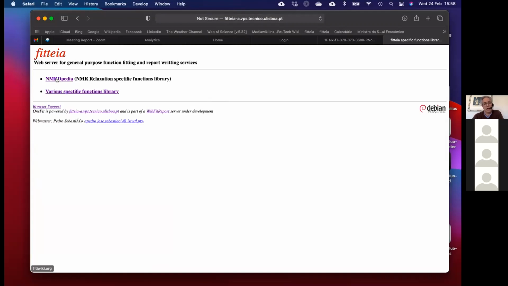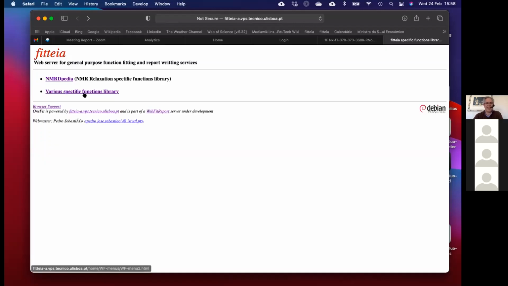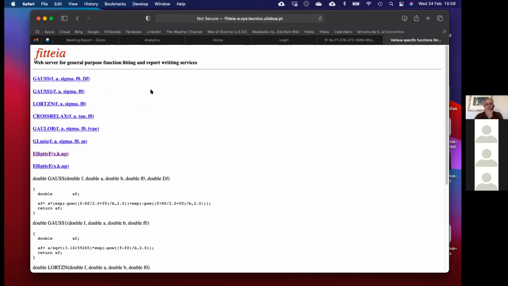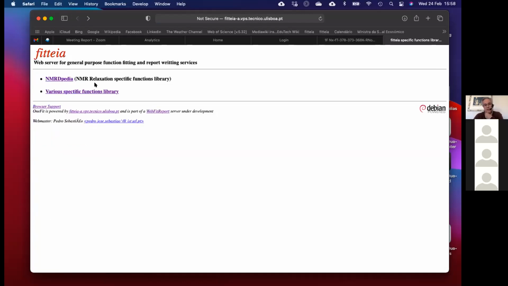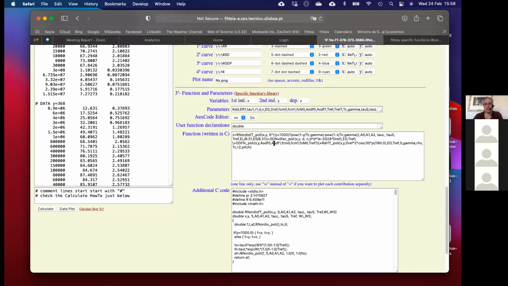More recently, I propose to all of you starting to collaborate in this NMRDpedia, which unfortunately is not working. I apologize. I have to start it working. The server is down for some reason. Anyway, in this specific functions library, you can have other models, and it makes life easier and does not require the user to write his own code.